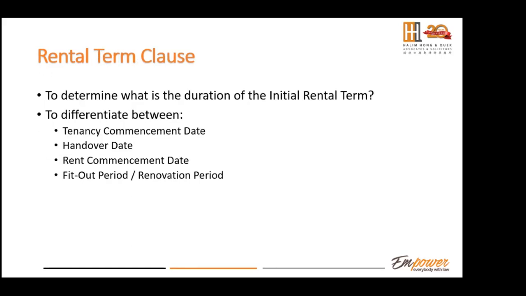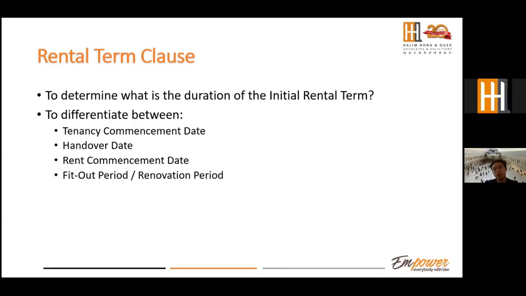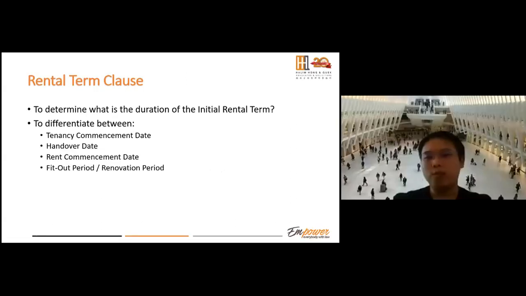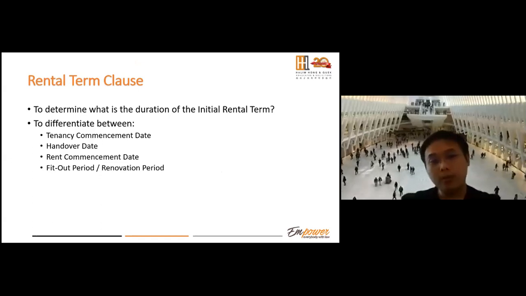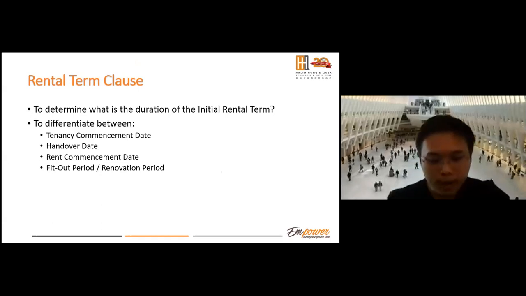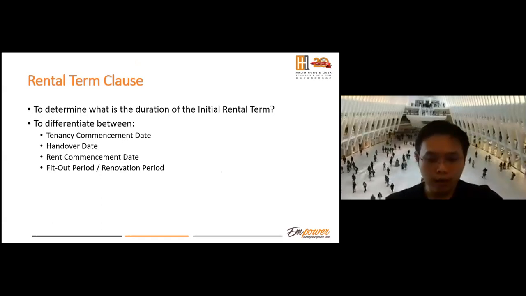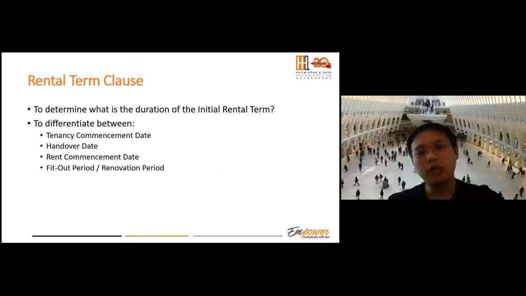Next, rental term clause. This comes to the duration of the rental. That means to determine what is the duration of the initial rental, that means one term, 2 years or 3 years or 4 years. It depends, but for tenancy, because it is less than 3 years, maximum 3 years. So it can be 2+2 or 3+3. It depends, so you need to make it clear: one term having how many years.